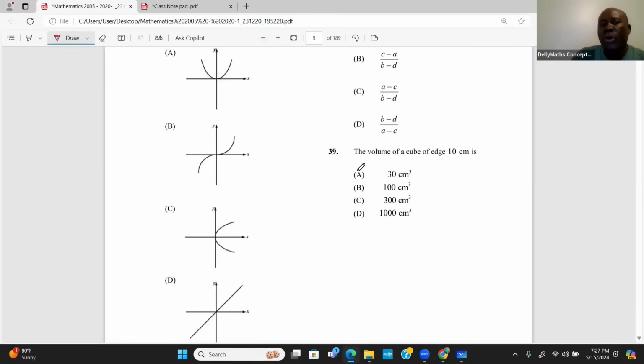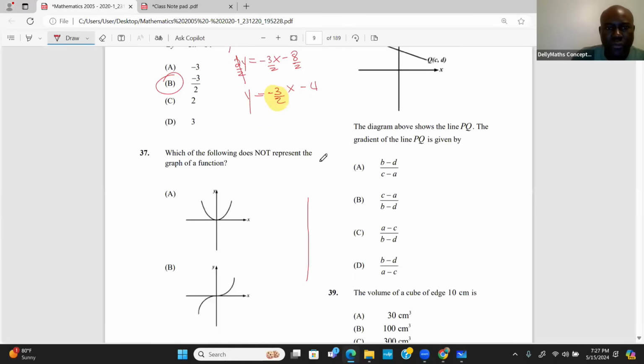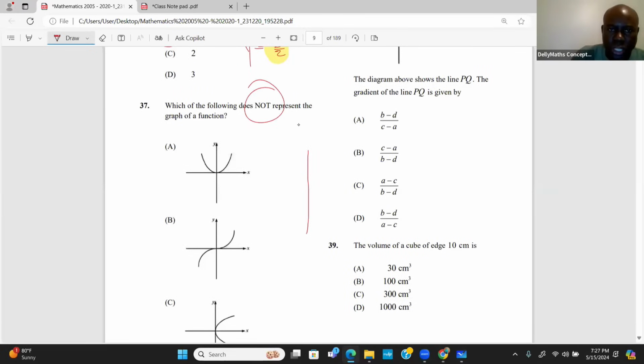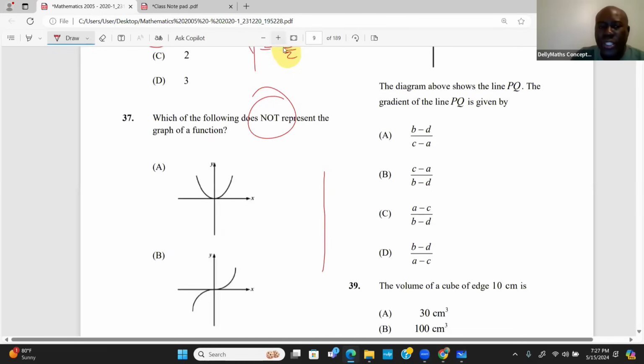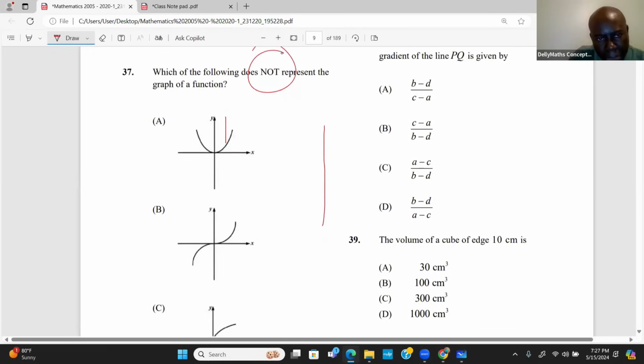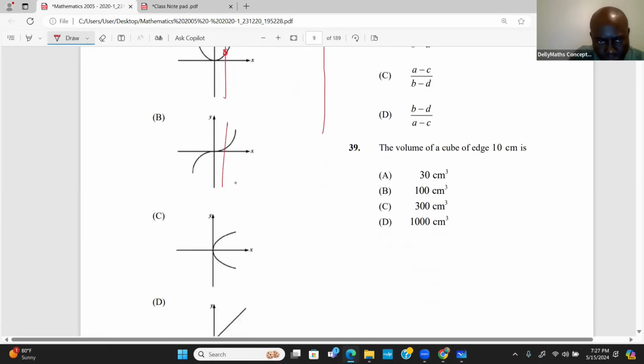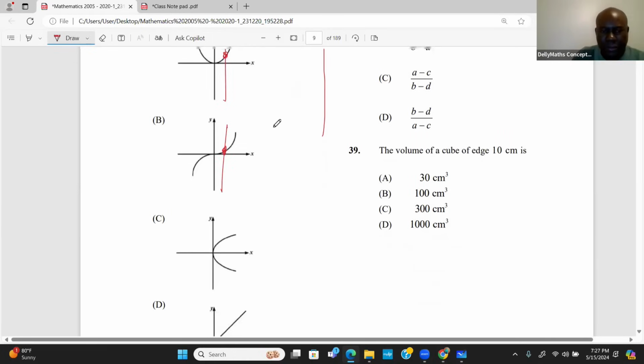So when a graph is a function, if I use a vertical line and it touches the graph 2 times, if that happens, then it is not a function. So the question is, which of the following is not a function? So it means that one of these, when I do it, is going to touch it 2 times. Look, it only touches it 1 time there, so that is a function. It only touches it 1 time here, that's a function.